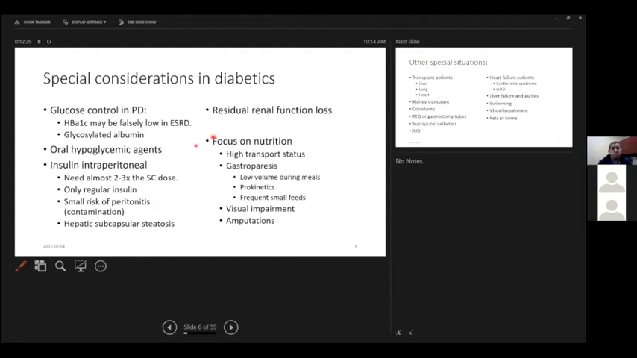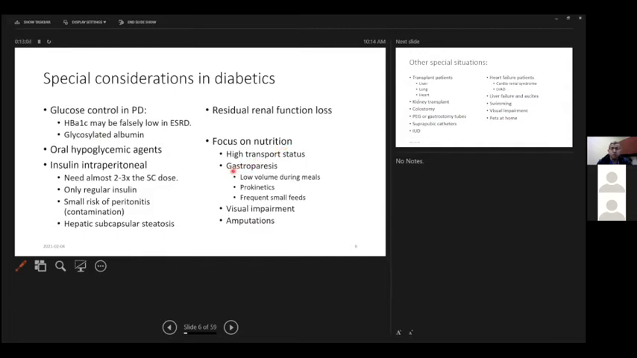Now, also in diabetics, what they have found is they lose their renal function quite fast. So by the end of 1 or 2 to 3 years, there is a faster loss of residual renal function in diabetics, and maybe that's the reason why the patient may have a mortality benefit in the first year, but at the end of 2 or 3 years, they are almost the same as hemodialysis. So considering that, we ought to remember to focus on nutrition, because there can be a loss of albumin in diabetics. So the patient may have high transport status.